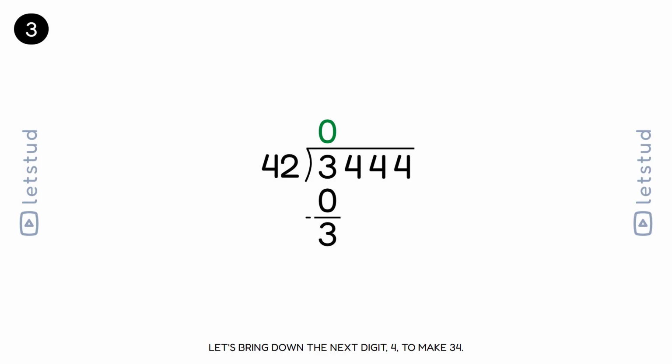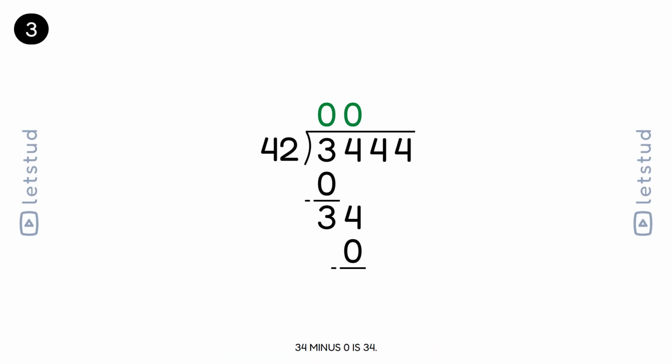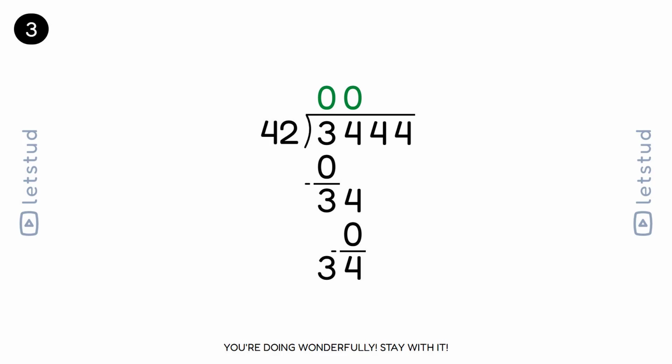Let's bring down the next digit, 4, to make 34. Let's divide 34 by 42. 42 doesn't fit into 34 at all, so it's 0 times. 0 times 42 is 0. 34 minus 0 is 34. You're doing wonderfully, stay with it.